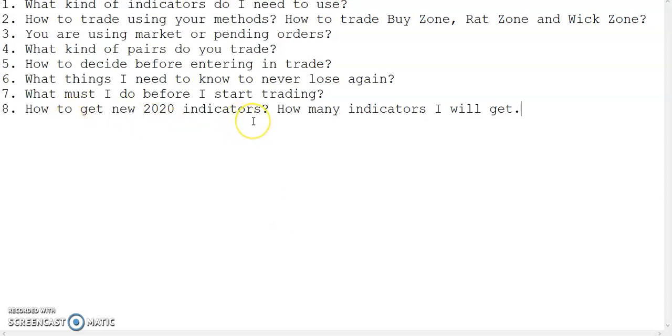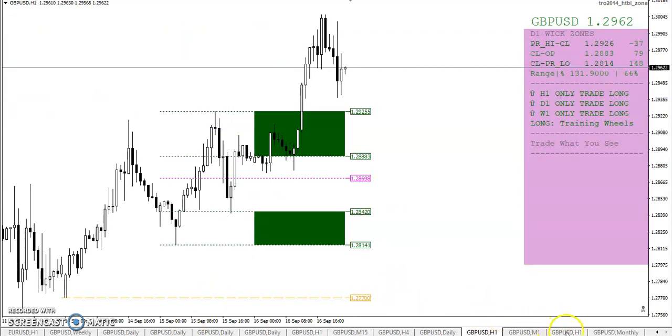How to get the new 2020 indicators? You make a donation to my PayPal account. How many indicators will I get? I don't know how many I've got out there for 2020. I know just about every month or every other month, I usually send out one or two donational indicators, and a lot of times there'll be some updates to some of the ones I've sent out earlier. Like I know this go around, I think I made a couple of changes to the smart ranges. But off the top of my head, I'm not sure how many indicators there are in that donational.